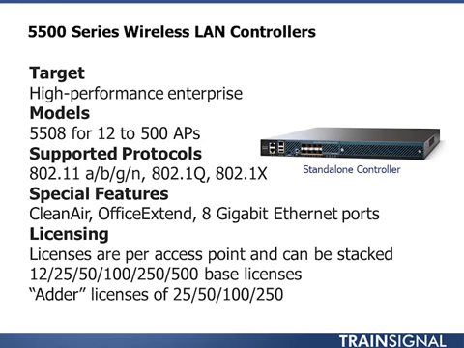Now this controller not only supports CleanAir but also OfficeExtend, and so it will set up secure tunnels to branch or home locations that may have something like the access point 600 or the 1130 or the 1140. And remember, we talked about that earlier, about how you can extend your policies down to those locations. It has 8 gigabit Ethernet ports, and like the 2500 we were just looking at, the communication between the client and the wireless LAN controller that's supported is CAPWAP.